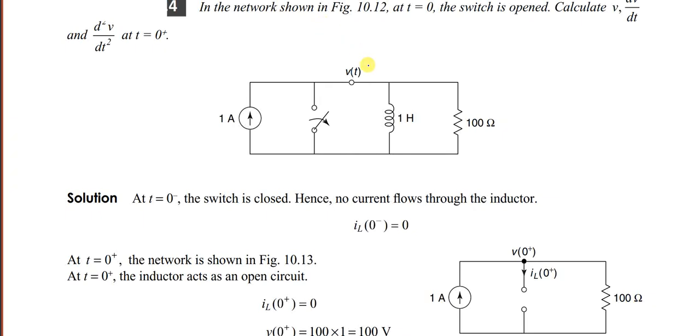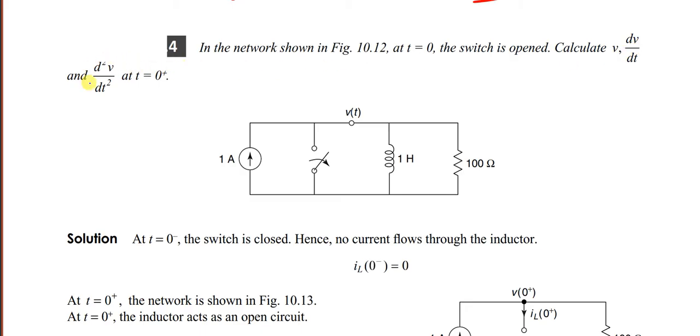Let us find out, calculate V, dV by dt, d square V by dt square at t equals 0 plus. I already told, for a series circuit they will ask to calculate I, dI by dt, d square I by dt square. If they ask for a parallel circuit, this is a parallel circuit. For this type of parallel circuit they are going to ask V, dV by dt, d square V by dt square. For a series circuit you have to apply KVL. For a parallel circuit you have to apply KCL, Kirchhoff current law.